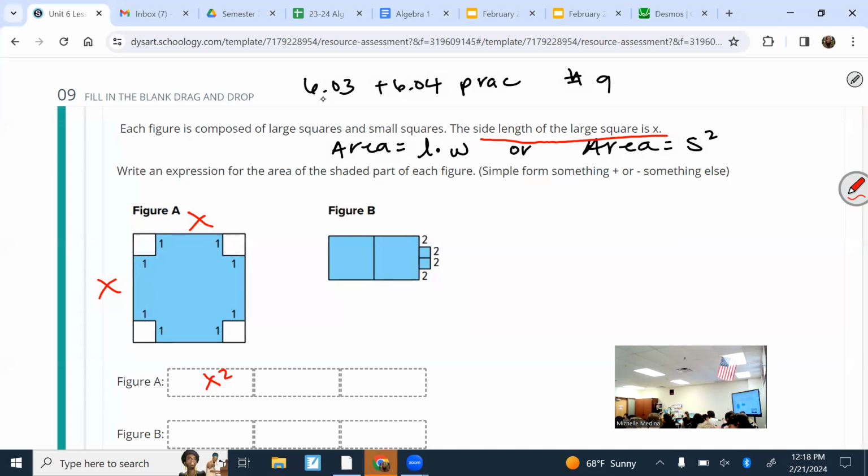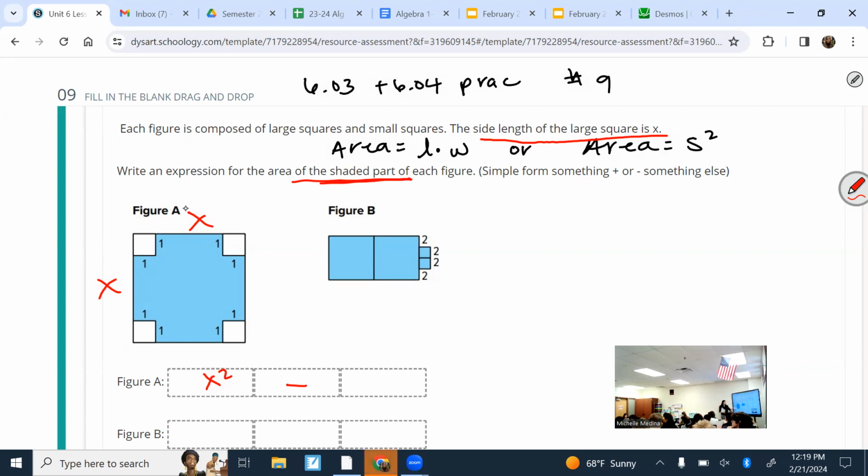But really, we just want an expression for the area of the shaded part. Almost the whole large square is shaded. I need to account for these non-shaded small squares. Do these small squares add or subtract from the total shaded area? Subtract.